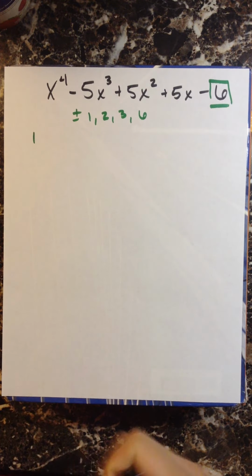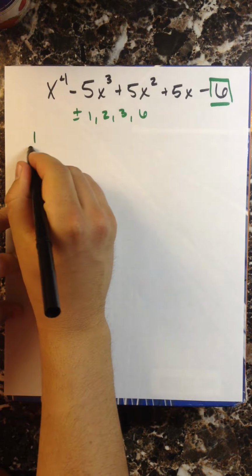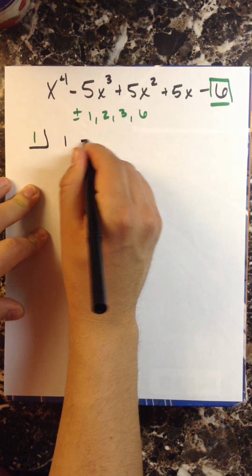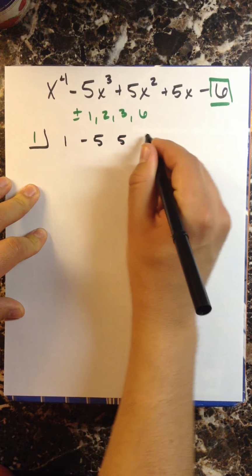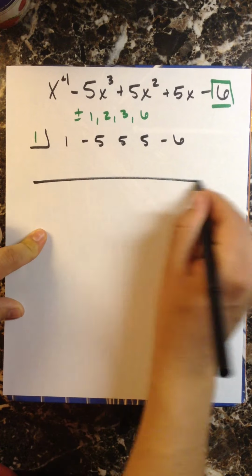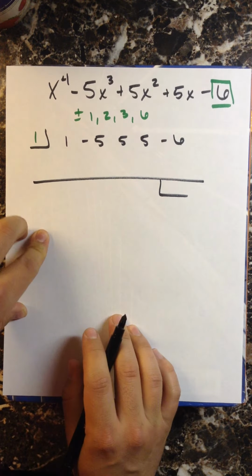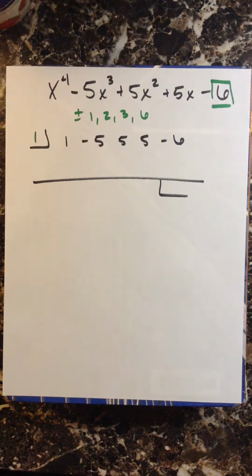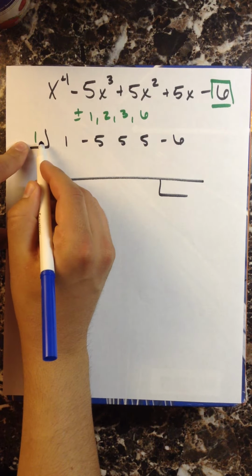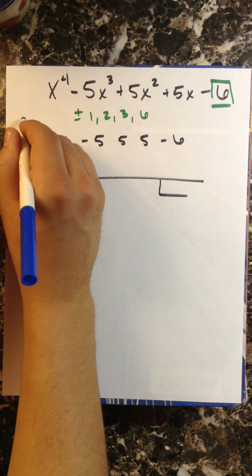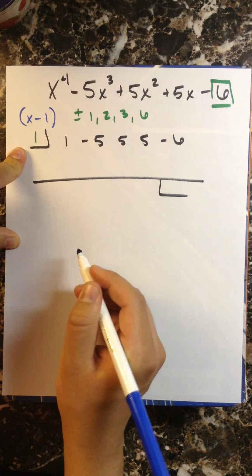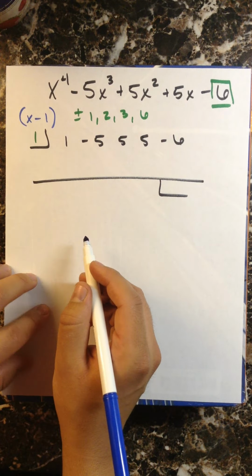So we're going to try out 1 and set up the synthetic division. We'll put it in the box, and our coefficients will be 1, negative 5, 5, 5, negative 6. I'm going to put a box there where we'll look for our remainder. And a quick reminder: because we put a 1 in the box, the linear factor we're actually looking at is x minus 1, not x plus 1, because you're always looking at the opposite.